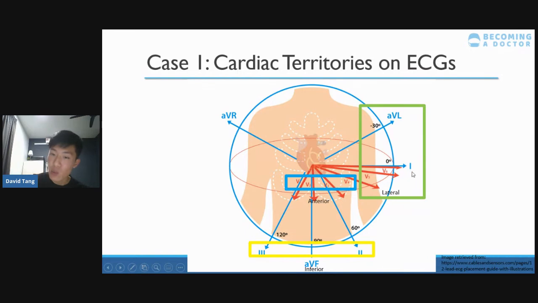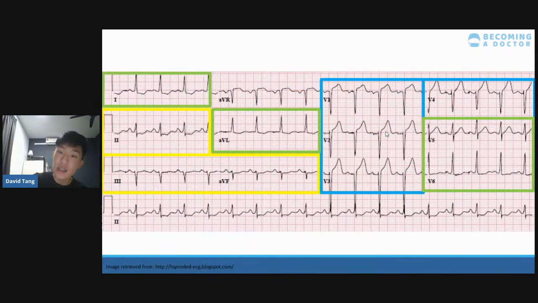So you can see we have lead 1 here, 2 and 3, and 2, 3 and aVF would signify inferior leads. V1 to V4 would be anterior cardiac leads, and lateral leads would be the remainders. And if I translate that into an ECG, the yellow ones would be inferior leads, the blue ones would be anterior territory, and the green ones would be the lateral territory. So if you get any ST changes, for example, in this case, we just so happen to have ST changes in anterior cardiac leads. So this is an anterior myocardial infarction.